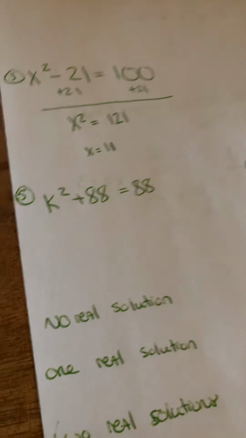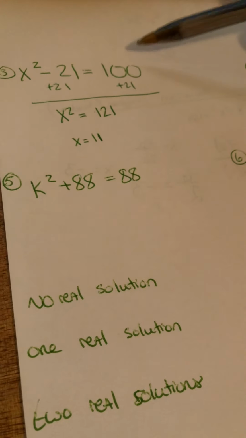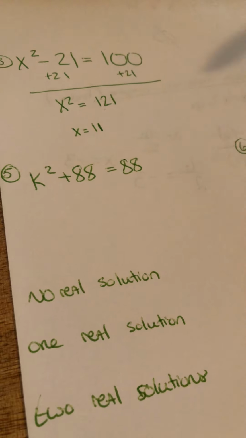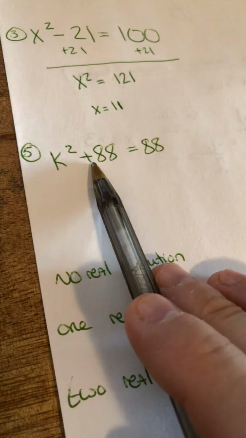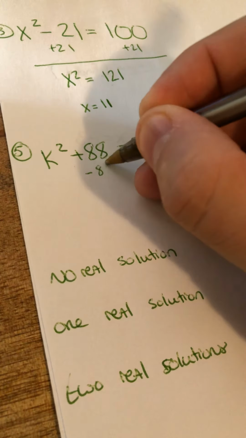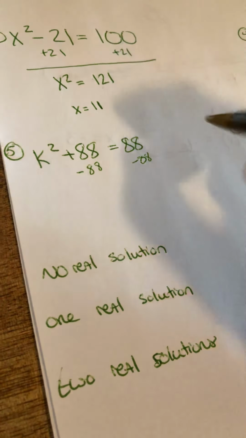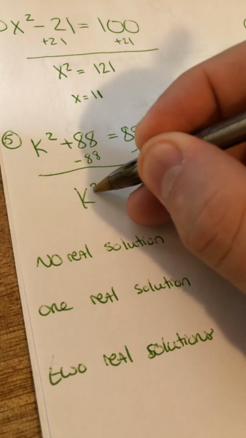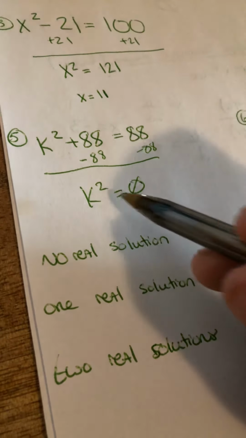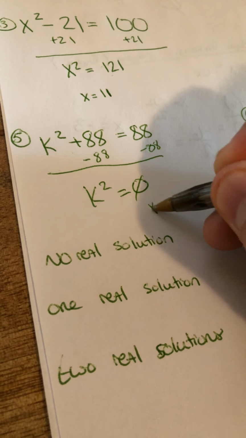And then don't forget, you could potentially do negatives here. I just didn't write them down. All right. So subtract your 88. You notice that we have an 88 taking away an 88. So we get k squared equals 0. Square root 0, it's always 0.